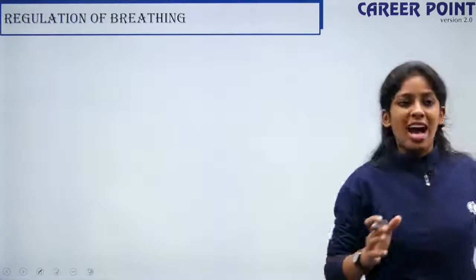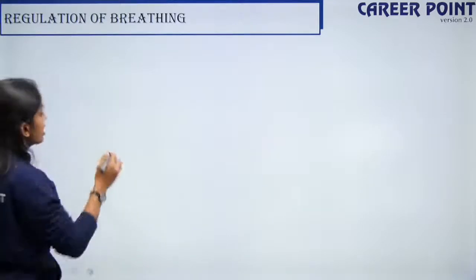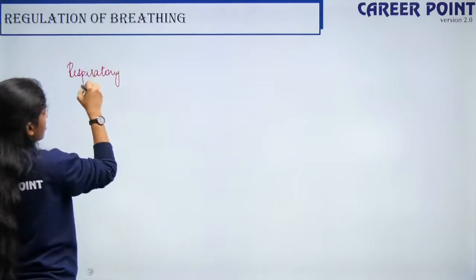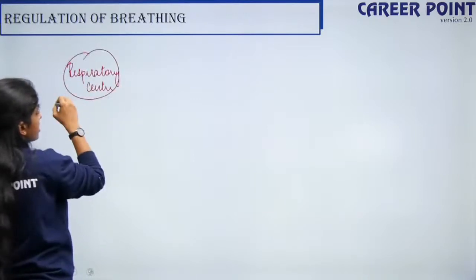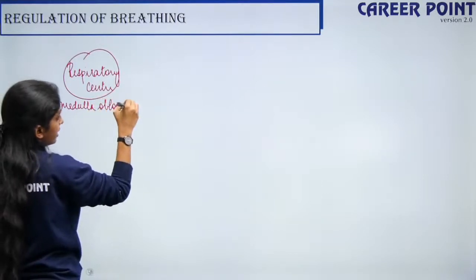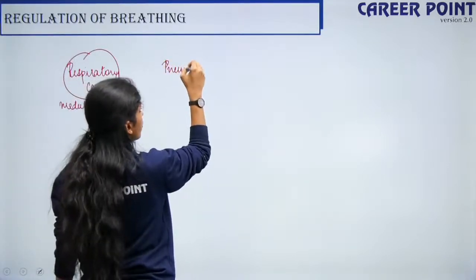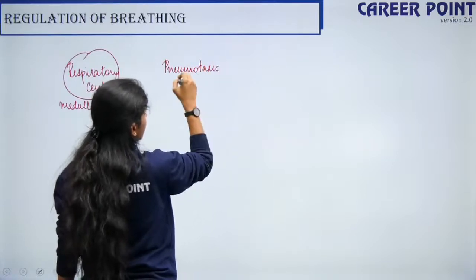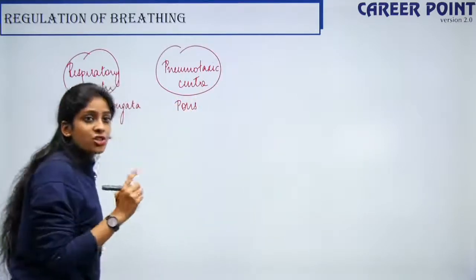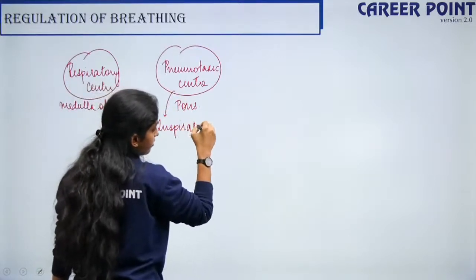So now let's move forward. When I was discussing the chapter of breathing, I never discussed the regulation of breathing. So who regulates the breathing? You have a respiratory center in the medulla oblongata. This takes care of your normal breathing. Apart from this, you also have the pneumotaxic center, which is present in the pons. This controls inspiration, or inhaling capacity.